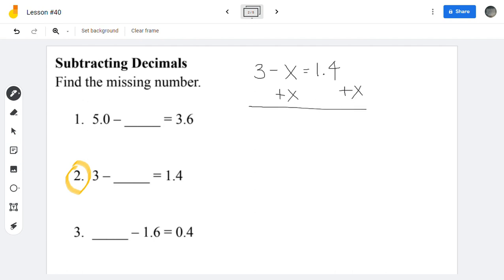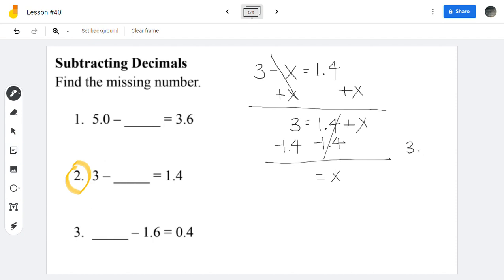So in order to make it positive, I'm going to add x to both sides. So on the left side, I'm going to be left with 3. On the right side, I'm going to be left with 1.4 plus x. And if you notice over here, it says plus x, which is exactly what I wanted. So now, in order to isolate this x value, I need to get rid of this 1.4. And to get rid of this 1.4, I need to subtract 1.4 from both sides. That will result in just x on the right side and 3 minus 1.4.